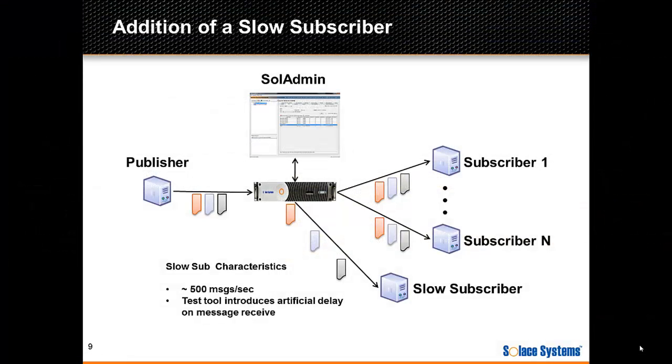Finally, let's now switch the WAN subscriber for a slow subscriber who can receive approximately 500 messages per second. This will allow us to use the SolAdmin to observe the difference between a slow subscriber and a bad network using debugging tools available from the Solace appliance as shown in SolAdmin. The diagram you now see illustrates this.